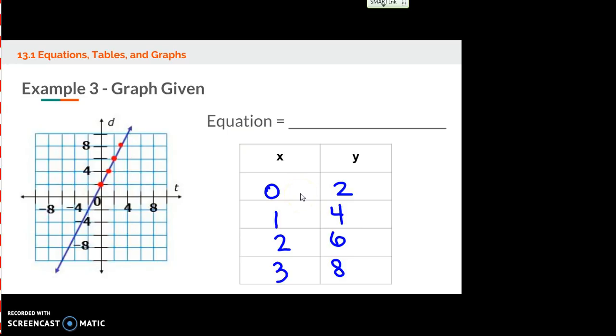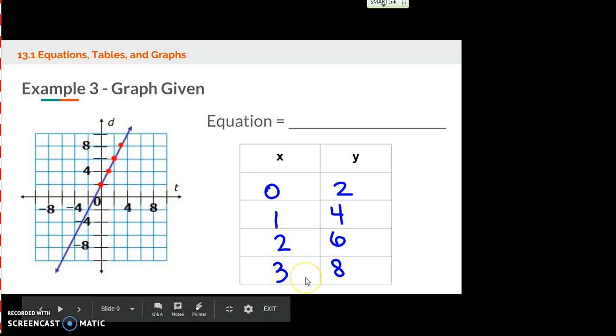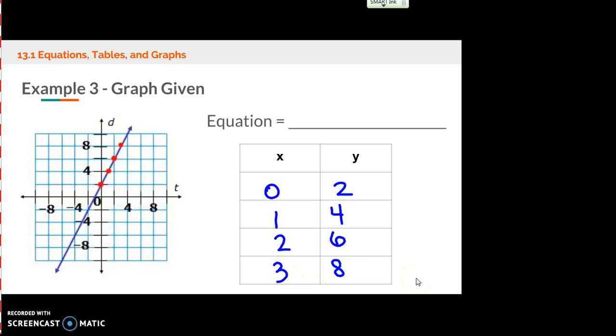Let's multiply by 2. 0 times 2 is 0. Okay, and then what do I need to add to get to 2? I need to add 2. So times 2 plus 2. Let's see if it works for the next one. 1 times 2 is 2, plus 2 gives us 4. 2 times 2 is 4, 4 plus 2 is, oh hey, 6. 3 times 2 is 6, 6 plus 2 is 8. So our pattern is working.